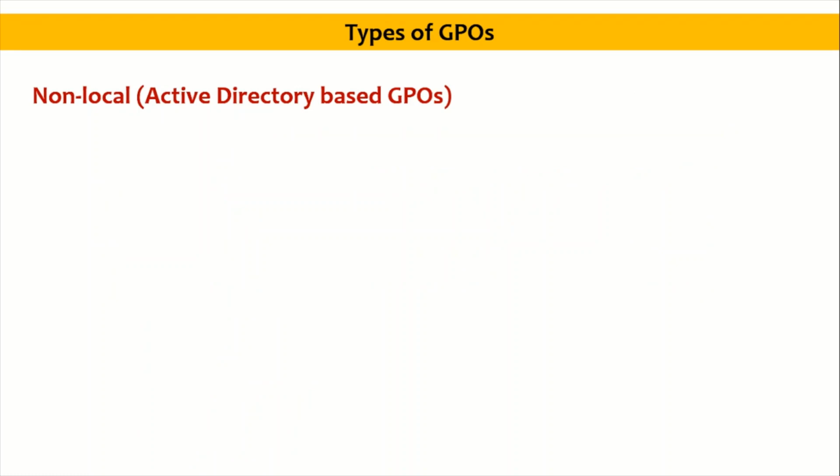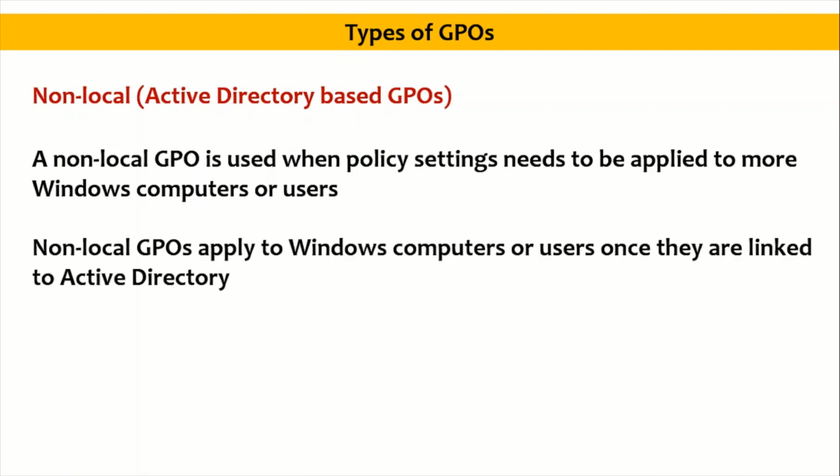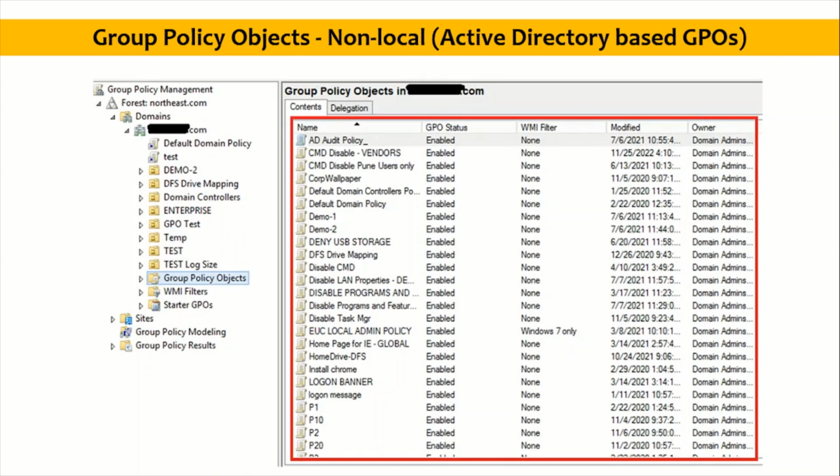Now we have non-local GPOs, that is Active Directory based GPOs. A non-local GPO is used when policy settings need to be applied to more than one Windows computer or user. Non-local GPOs are applied to Windows computers or users once they are linked to Active Directory. So it's only applicable to computers that are domain members, and users who are part of the Active Directory domain. So these are our Active Directory based policies again.